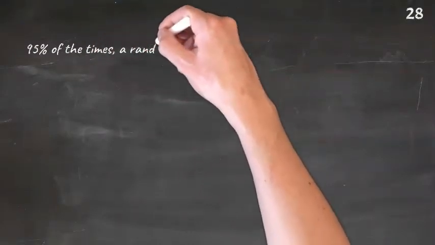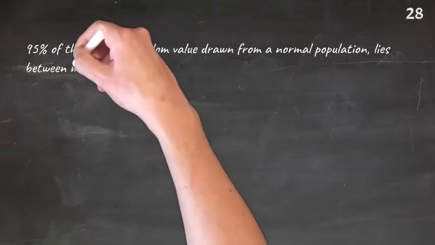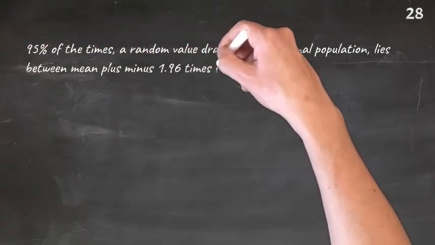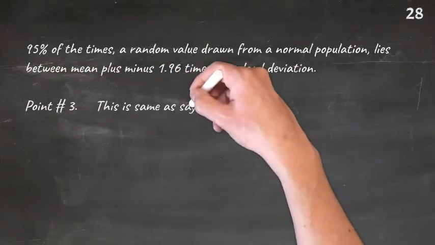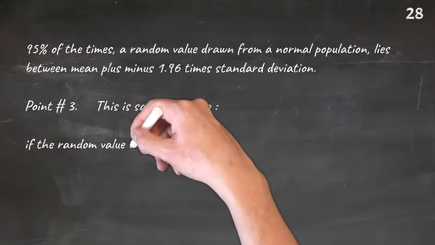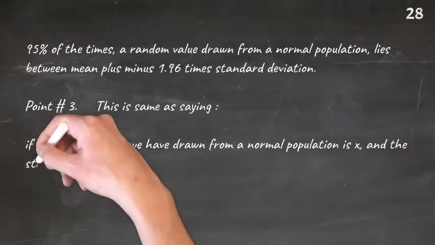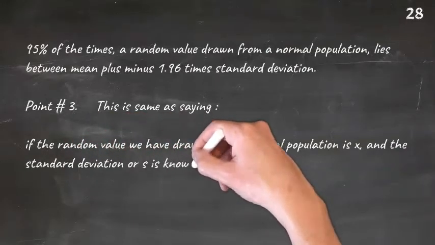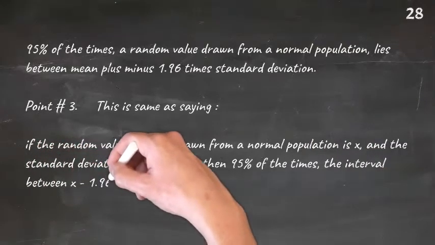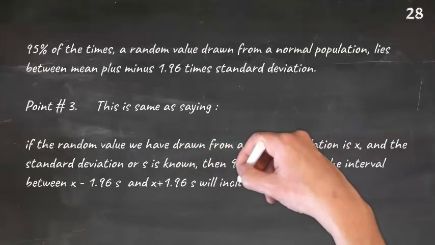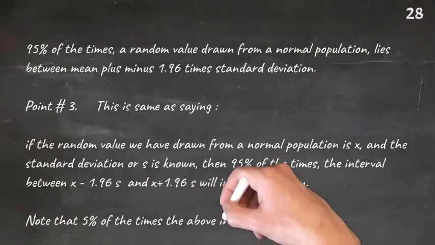95% of the times, a random value drawn from a normal population lies between the mean plus minus 1.96 times the standard deviation. This is the same as saying, if the random value we have drawn from a normal population is x, and the standard deviation s is known, then 95% of the times, the interval between x minus 1.96 times the standard deviation and x plus 1.96 times the standard deviation will include the mean. Note that 5% of the times, the above interval will not include the mean mu.